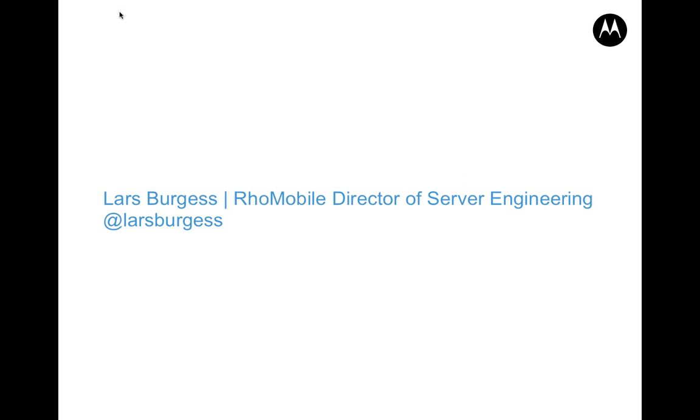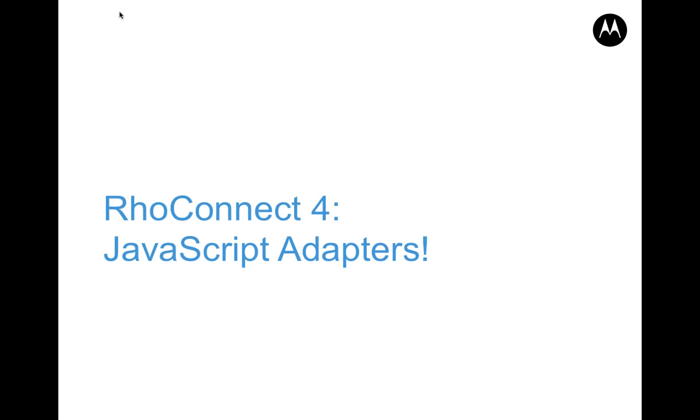So this talk is going to assume that you're familiar with RhoConnect. Maybe you've written a source adapter or written an application using RhoConnect before. JavaScript source adapters are a new feature of RhoConnect 4.0. What we have currently in 3.4 is the ability to write source adapters using Ruby. They're simple Ruby classes where you can interact with a backend system like a CRM system or ERP system. So in 4.0, we're adding the ability to write those same source adapters using JavaScript.